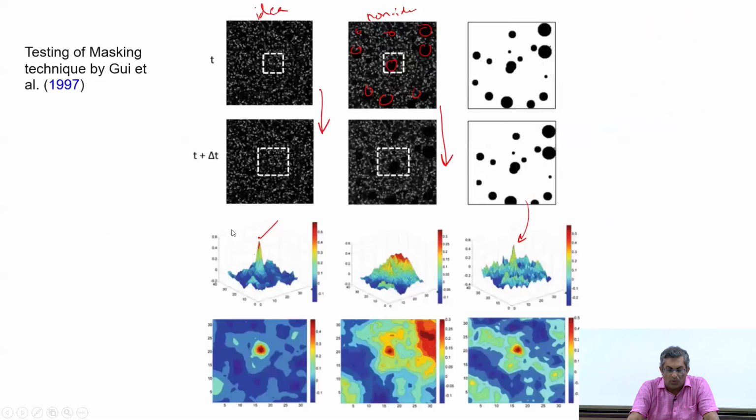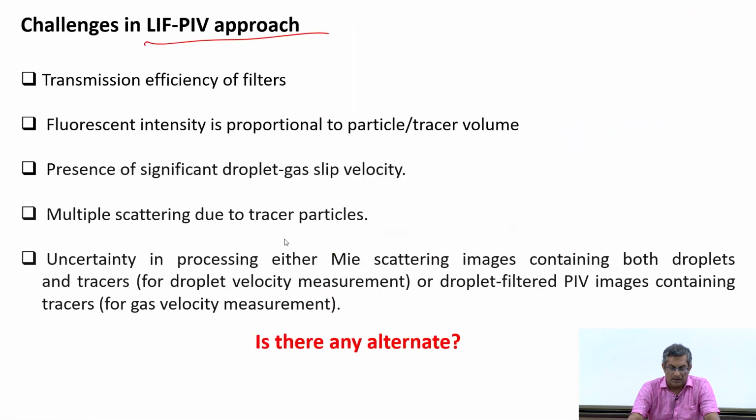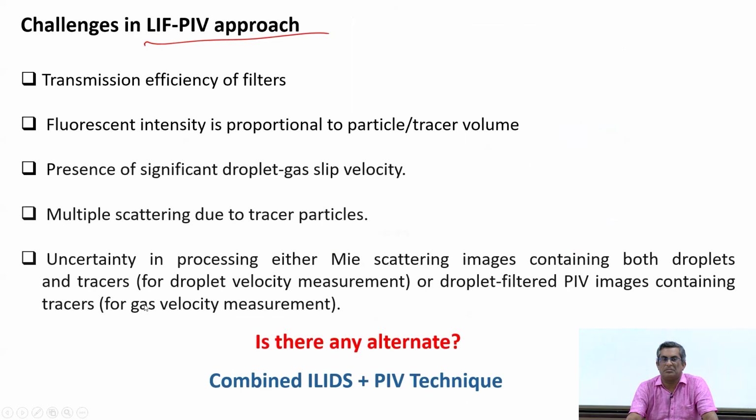So now what do we do? Is there any technique which can provide that? Yes, there are other techniques which can provide that information, that is, we measure particle size, particle velocity, as well as tracer velocity or carrier phase velocity, that we will see in the next class.